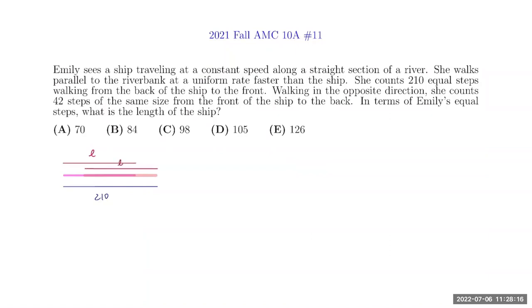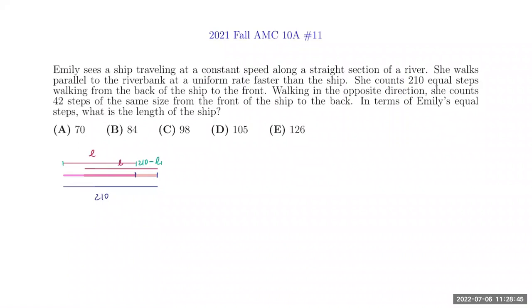So we can see that from the front of the original ship to the front of this moved ship, this is how much distance the ship travels while Emily takes the 210 steps. So we notice that this distance is 210 minus L, right? If we compare this distance here, and then we add on the small distance, it adds up to 210.